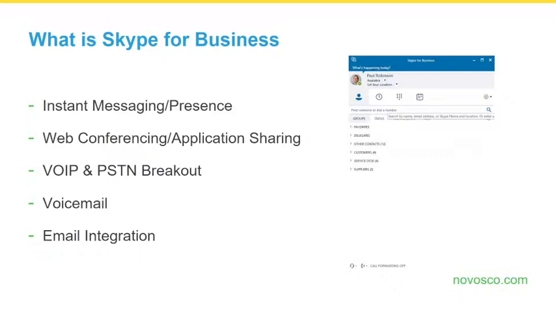So first of all, we need to start off with talking about what Skype for Business is. It's basically a unified communications platform from Microsoft. Unified communications is a term used to describe a suite of services that would include instant messaging, presence, voice over IP, PSTN breakout, audio, video and web conferencing, desktop sharing, interactive whiteboards, and file sharing. So it's really a platform for people to communicate and collaborate.